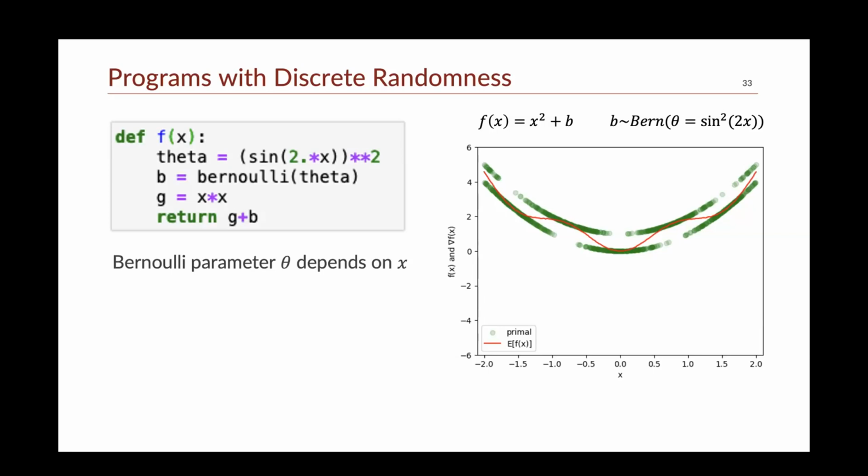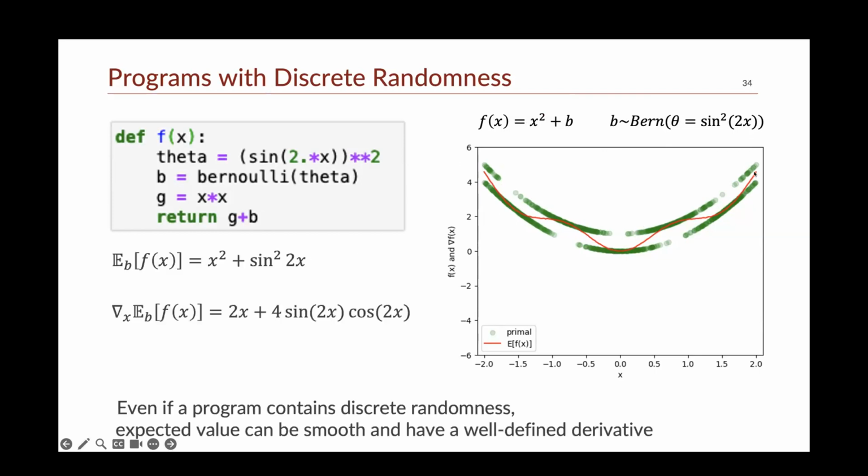So one thing I want to point out is what happens when we look at programs with discrete randomness. Here's an example of a program. We're going to have this function f of x. It's x squared plus a Bernoulli, where the probability of sampling the Bernoulli being 1, we call theta here. It depends on some function of x, in this case sine squared of 2x. And you can see here on the bottom the short code on the left, and what the samples from this program look like. In green are the different samples, and if you look at the average of this program, it's this nice smooth red function.